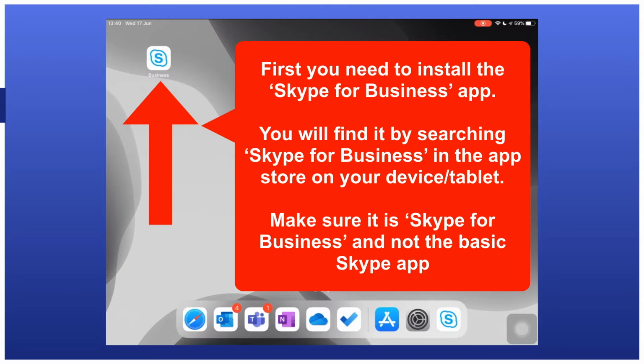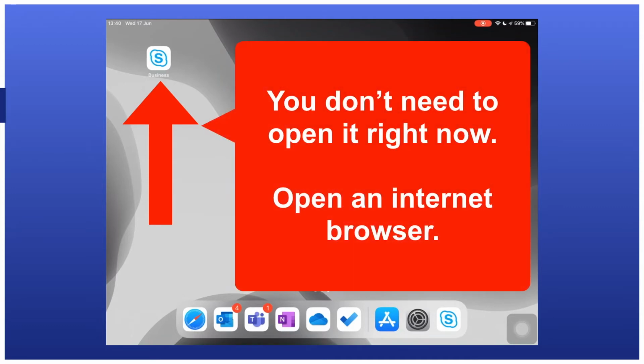So the first thing to do is make sure you have got the Skype for Business app installed on your device or your tablet. You'll be able to access this from whichever app store or Play Store that your device uses, and I would just say to make sure that it is the Skype for Business app rather than the basic Skype app. You'll be able to find that by searching Skype for Business, so you'll see that it's slightly different from the basic one, so make sure you've got the Skype for Business one. You don't need to open that right now.